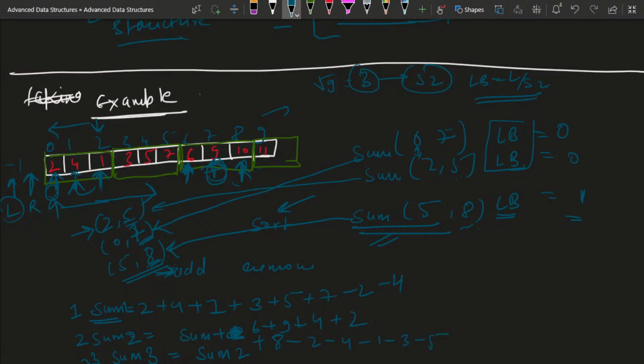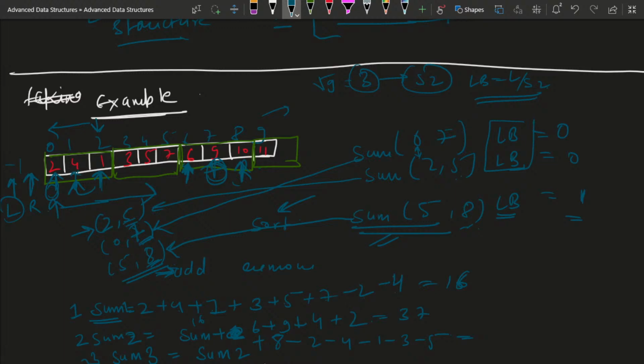Okay, and if we calculate this value, 2 plus 4 is 6, 6 plus 1 is 7, 7 plus 3 is 10, 10 plus 5 is 15, 15 plus 7 is 22, and this 22 minus 2 is 20, and this 20 minus 4 is 16. So this is going to be 16, and 16 is my this value. Then 16 plus 6 is 22, and 22 plus 9 is 31, 35 and 37. So this is going to be 37, and this is my 37.